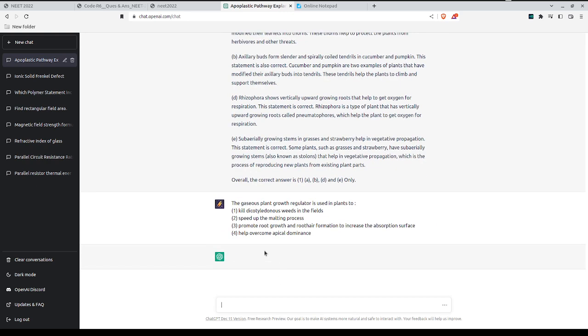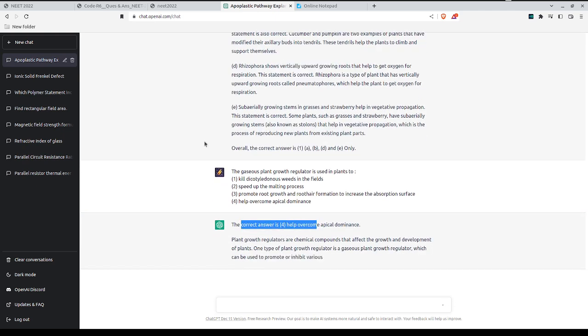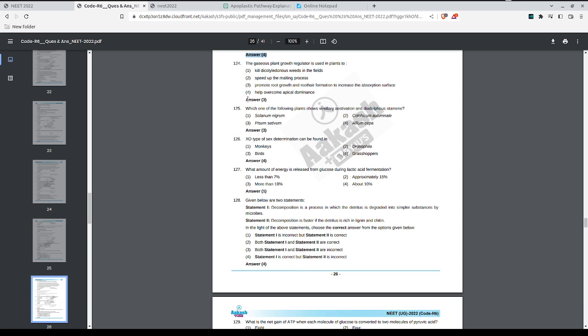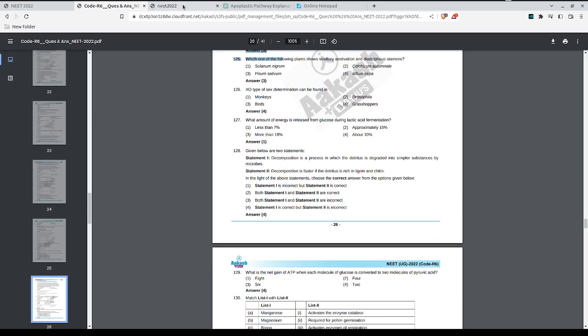The gaseous plant growth regulator is used in plants to 1. Kill dicotyledonous weeds in the fields, 2. Speed up the malting process, 3. Promote root growth and root hair formation to increase the absorption surface, 4. Help overcome apical dominance.